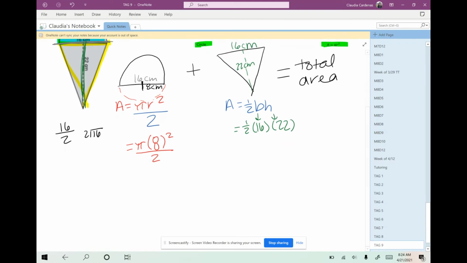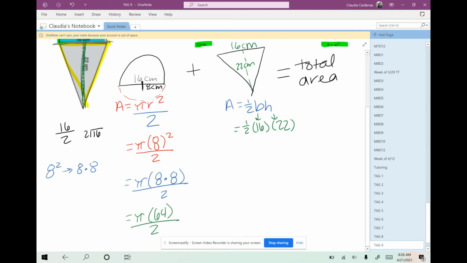If I start with the semicircle, I see that I have 8 squared, and I know 8 squared is written as 8 times 8. So let me just write that in here so I don't forget that it's 8 times 8. And then once we're done, we will divide by 2. So what is 8 times 8? Well, I know that is 64.